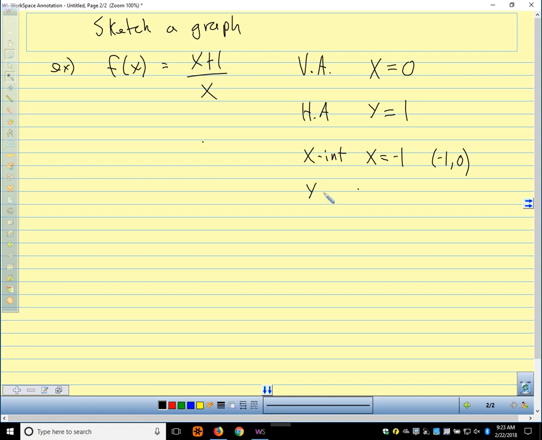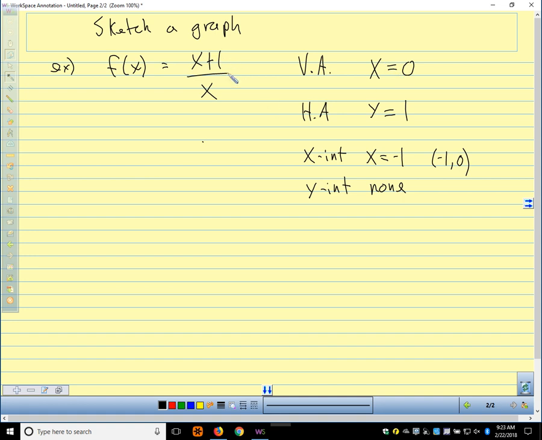Y-intercept. So for our y-intercept, what do we do? Plug in x equals 0. But what's happening at x equals 0? We have a vertical asymptote. We can't have an asymptote and an intercept at the same place. So there's none, because x equals 0 gives us a vertical asymptote.